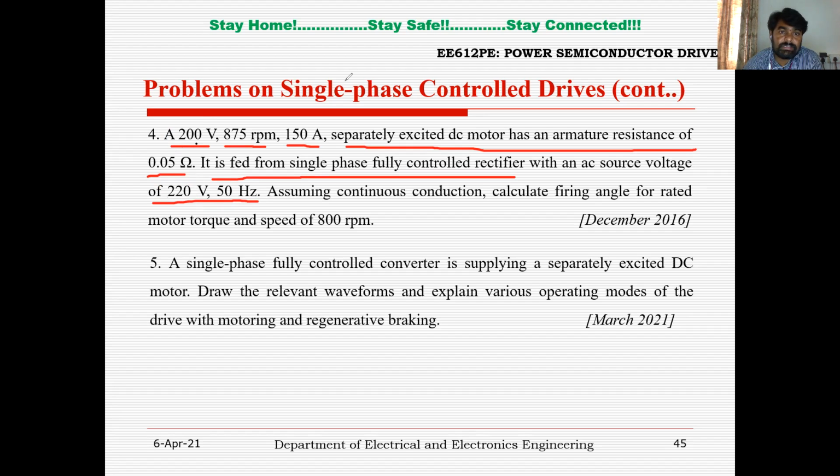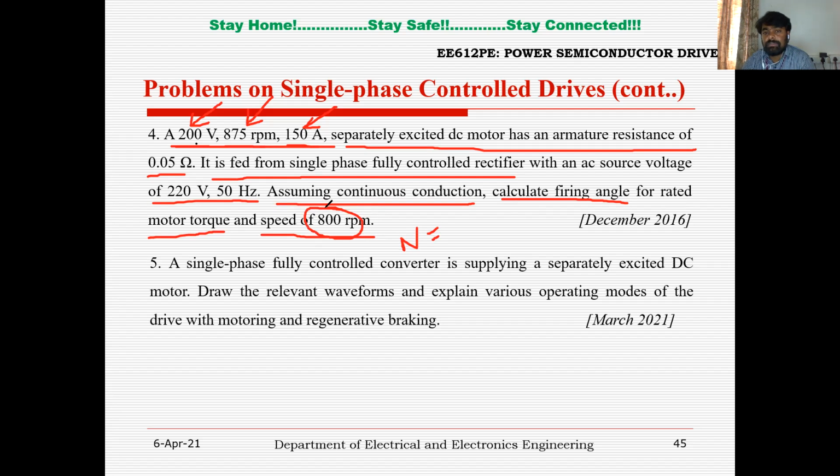Now these are the things associated with the motor specifications. The motor will operate at this voltage, the rated speed of the motor is this much, the rated current is this much. These are associated with the motor specifications. But the converter is fed from a 220 volts 50 hertz supply. Assuming continuous conduction, calculate the firing angle for a rated motor torque and speed of 800 RPM. Now we need to consider the speed is this much, not 875. So the motor is running at 800 RPM. You need to calculate the firing angle alpha.